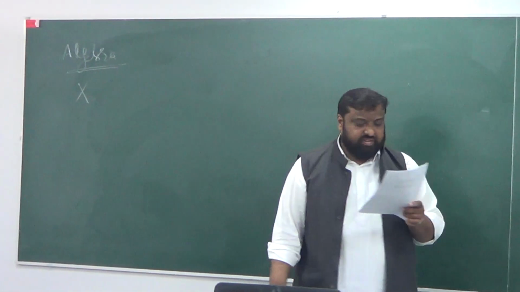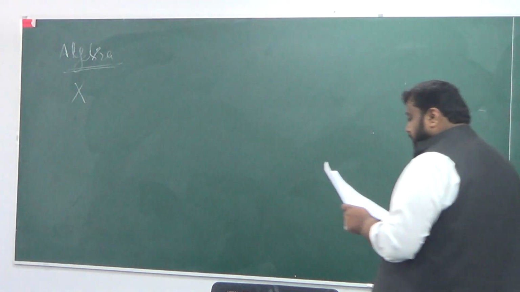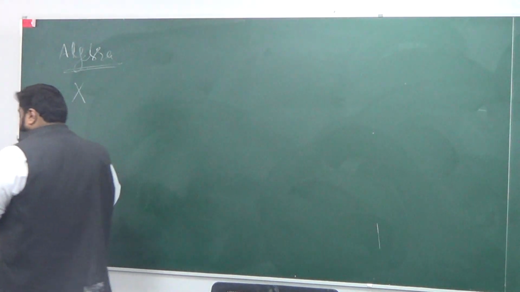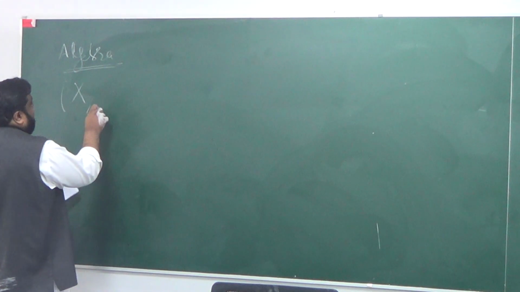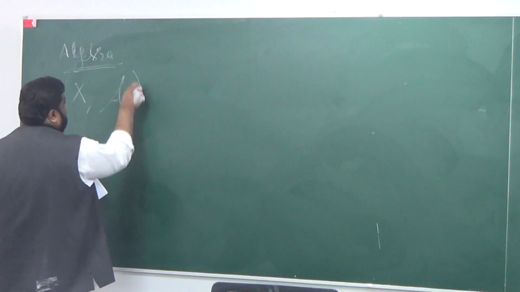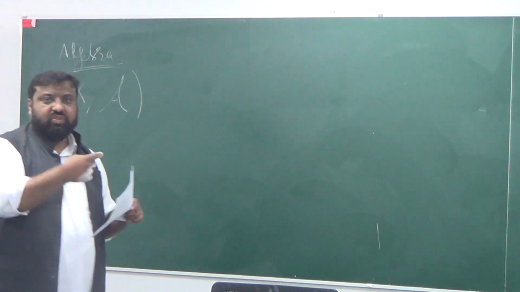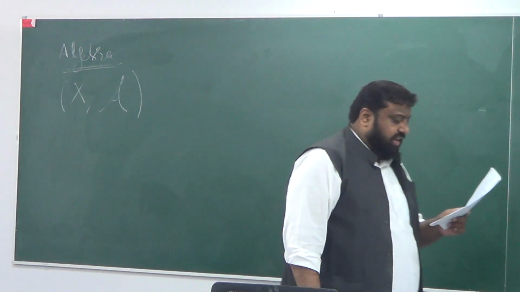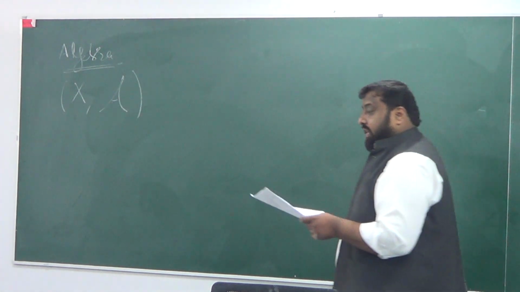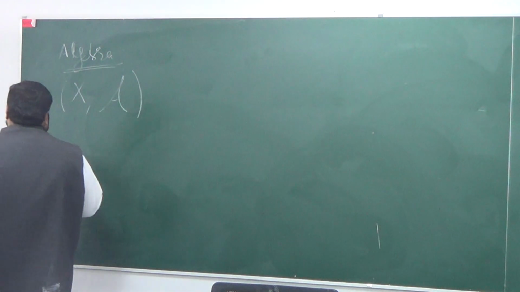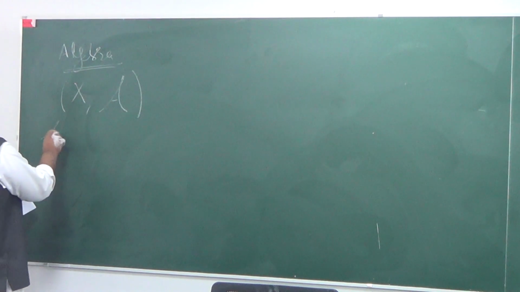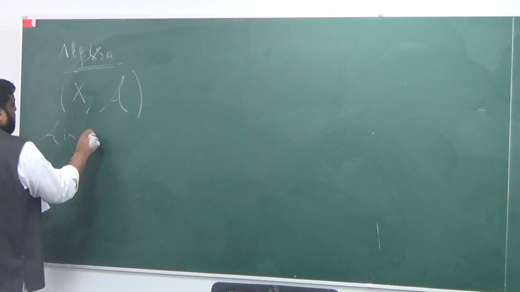So what's an algebra? Let's take a set X. X is an arbitrary set; obviously, we are interested in non-empty sets. If X is a set, then I have a collection of subsets of X. I'm going to denote this by calligraphic A, a collection of subsets of X.